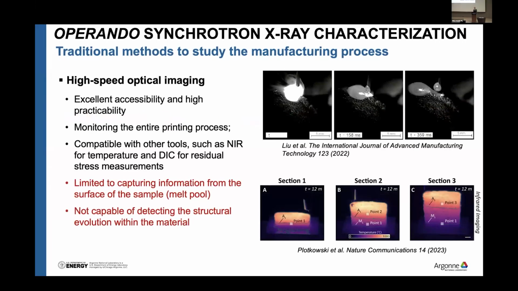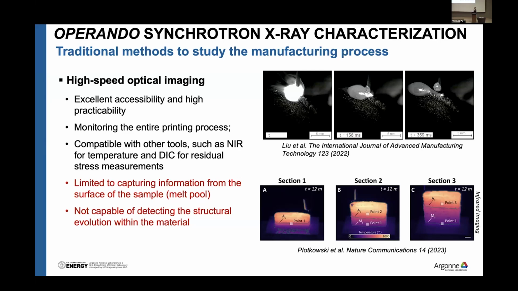A very general and effective tool is high-speed optical imaging. And the setup is very straightforward. You only need a high-speed camera set up in front of the 3D printer and focused on the printing region. This type of technique can monitor the entire printing process, from the very beginning to the very end of the printing process. And it is also compatible with other accessories, for example, the near-infrared lens or digital image correlation, to monitor the temperature evolution and some other microstructure evolution during the printing process.